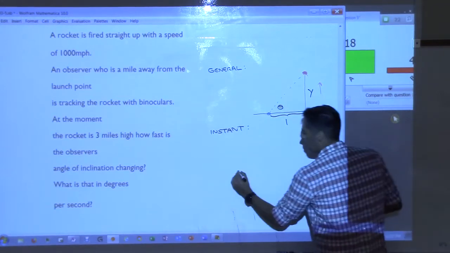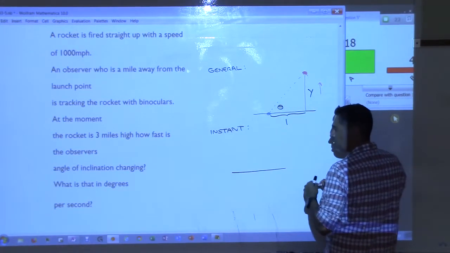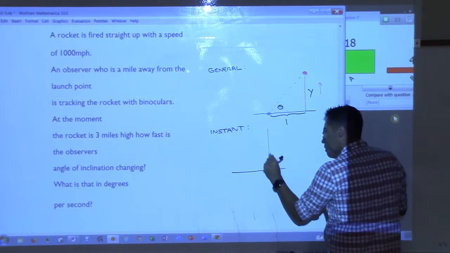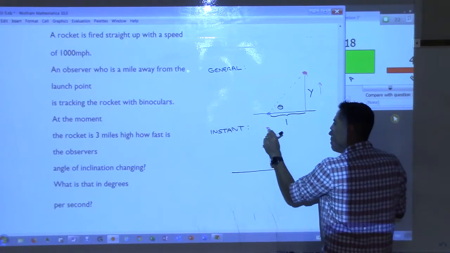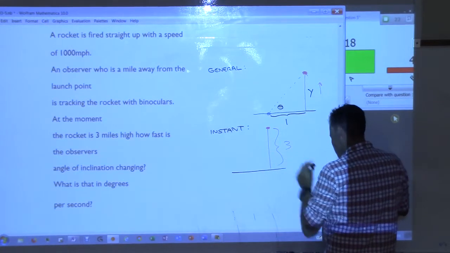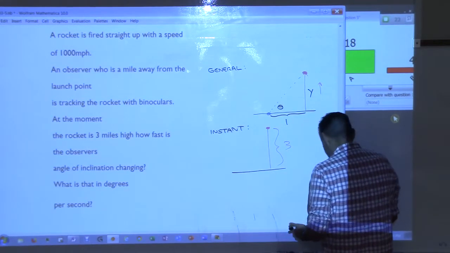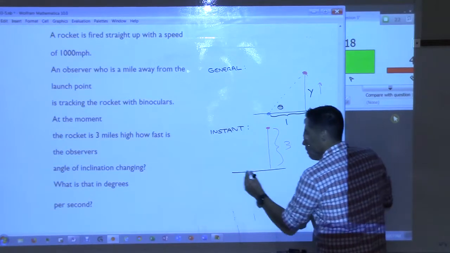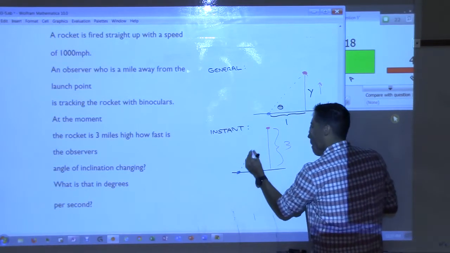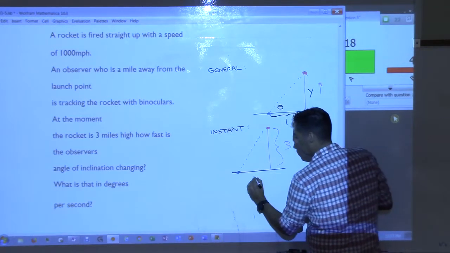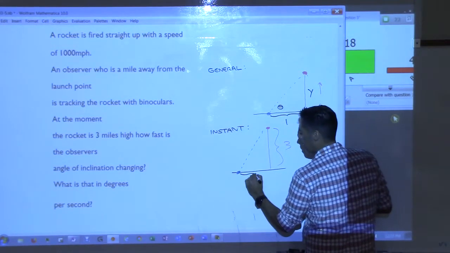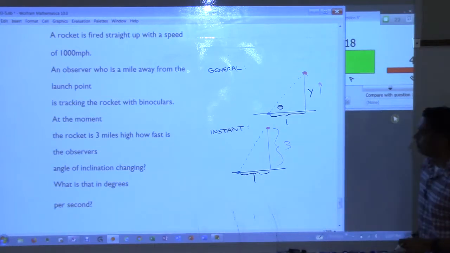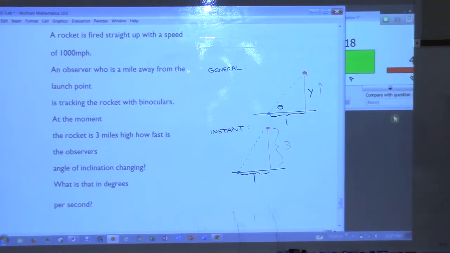Now, the instant that we're talking about is when the rocket is 3 miles high. So at exactly the moment that my rocket is 3 miles high and my observer is still 1 mile away, right? 1 mile from here to here. My angle should be known at this point, shouldn't it? Can anyone tell me what that angle is without a calculator? Just give it to me, like, what would you type into your calculator to get that angle right now?